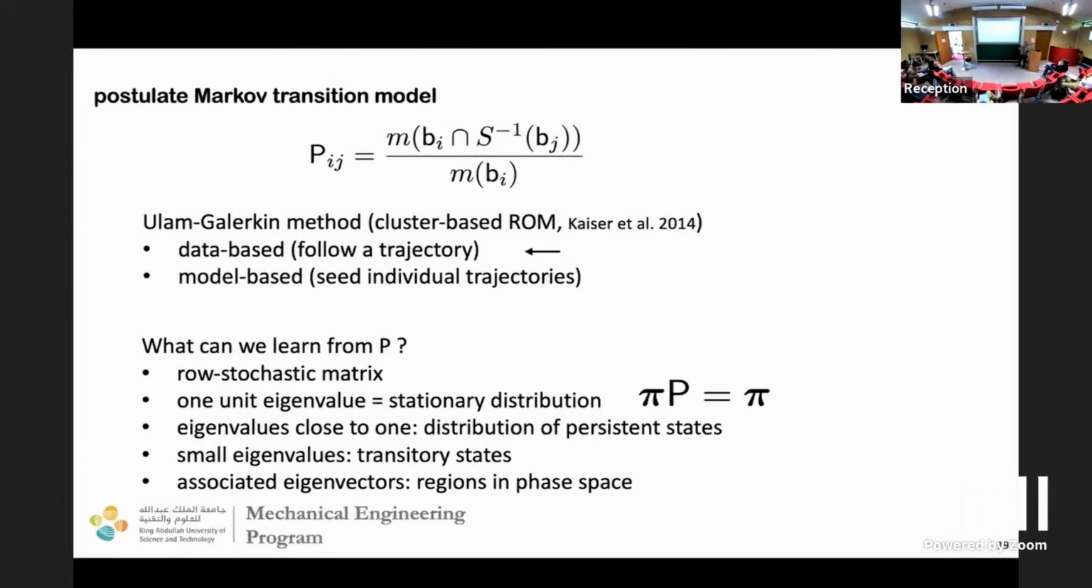Okay. So once we have the P constructed like this, what can we actually learn from P? Well, P is row stochastic. That means the probability has to add up to 1. So if I look at what every box contributes to another box over one time step, this has to add up to 1. Okay? So it's row stochastic. That makes it a Markov process. Okay? Once you have a row stochastic matrix, it has one unit eigenvalue. So the biggest eigenvalue is 1. And that one is the stationary distribution, okay, in phase space. So you get a distribution of where things hang out most likely in phase space. That's the stationary distribution. Pi times P is equal to pi.